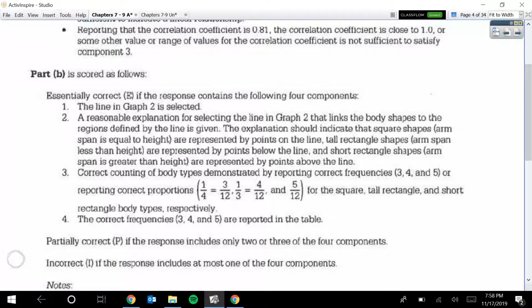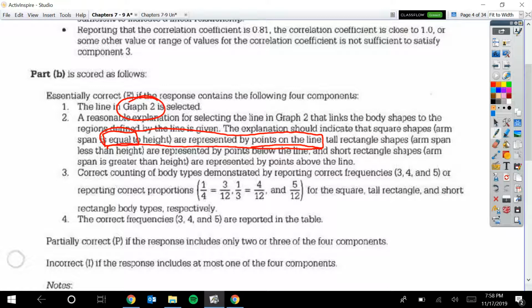In order to get essentially correct, you had to have all four of these things. You had to say graph 2 is the reason, and you had to say that with that you can tell if the y equals x or if the arm span equals the height. And because that is the points on the line, you had to make this connection. The points on the line are the square ones. You then can tell if they are the tall rectangle ones, because they would be the ones that are below the line.